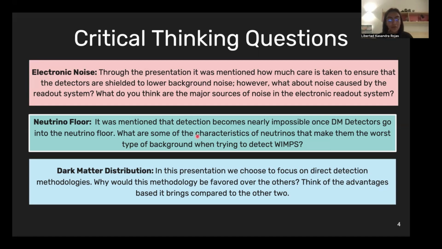And finally, dark matter distribution. In this presentation, I've mainly spoken about the direct detection methodology. There also exist two other methodologies. There are a lot of experiments in those areas too, but direct detection is mainly favored for a few reasons. I wanted you to think about why you might favor direct detection instead of the other two methodologies, or what advantages trying to detect dark matter directly brings.